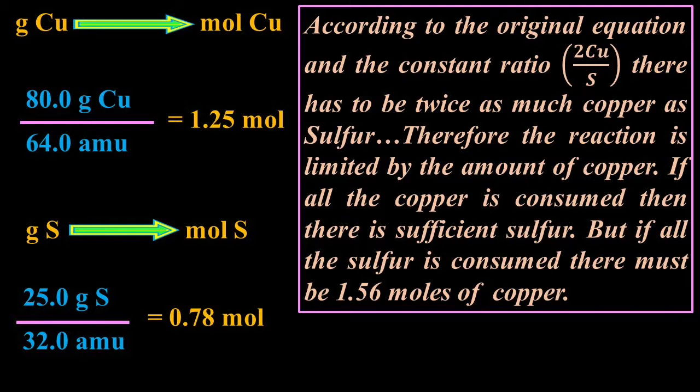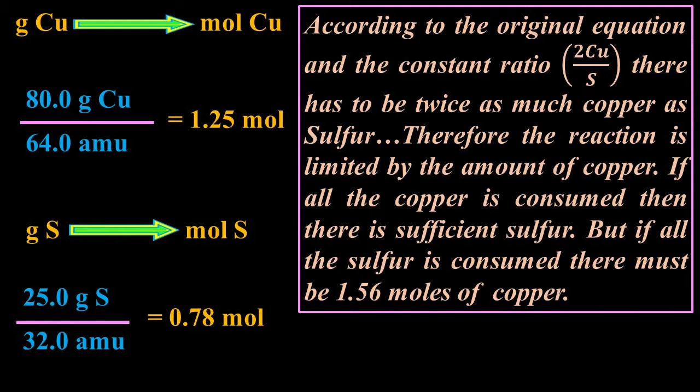According to the original equation and the constant ratio of 2 copper to 1 sulfur, there has to be twice as much copper as sulfur. Therefore, the reaction is limited by the amount of copper. If all the copper is consumed, then there is sufficient sulfur. But if all the sulfur is consumed, there must be 1.56 moles of copper. Let's see what that means.